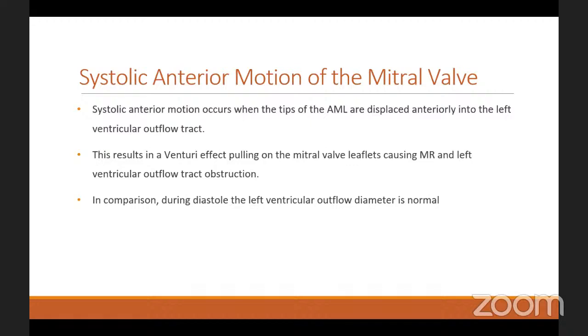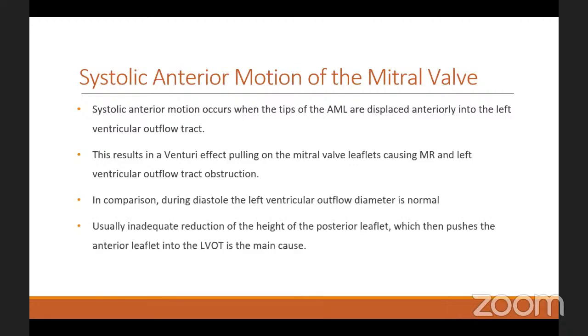In comparison, during diastole, the left ventricular outflow will be normal. It is usually caused by inadequate reduction of the height of the posterior leaflet during the OR. It's the main cause which pushes the anterior leaflet toward the LVOT.